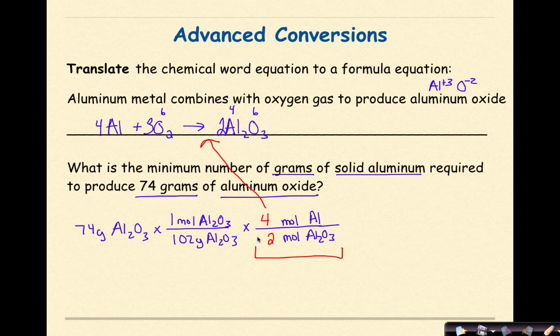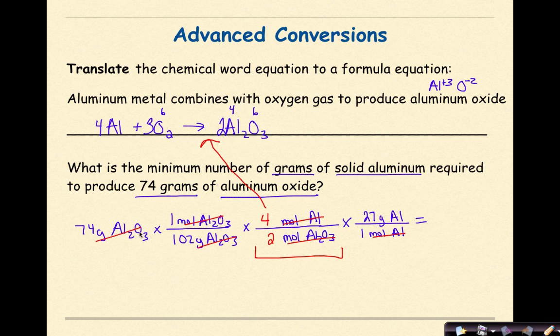Now again, I can't stop here because I don't want moles of aluminum. I want mass of aluminum. So I'm going to take it one step farther and say 1 mole of aluminum is equal to the atomic mass of aluminum, which is 27 grams of aluminum. Now, before I do all my math, I'm going to take a moment and make sure that my units cancel. Grams cancel grams, moles of Al2O3 cancels moles of Al2O3, moles of aluminum cancel moles of aluminum. I'm left with mass of aluminum, which is what I want at the end.